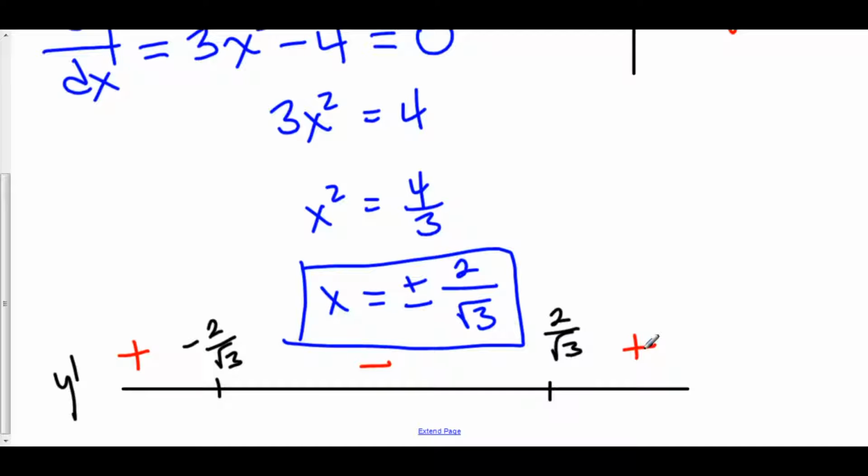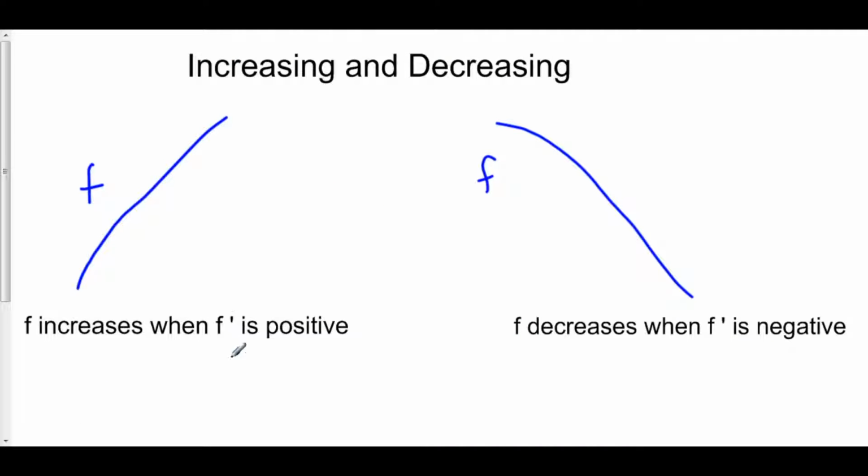Now let's go back for a second. y is increasing when y prime is positive, and y is decreasing when y prime is negative.